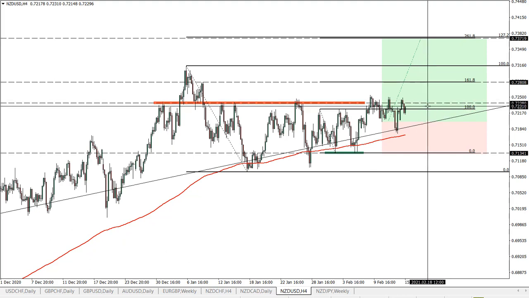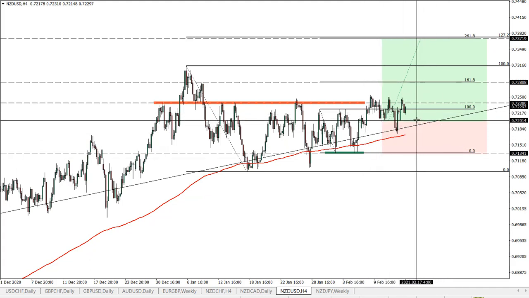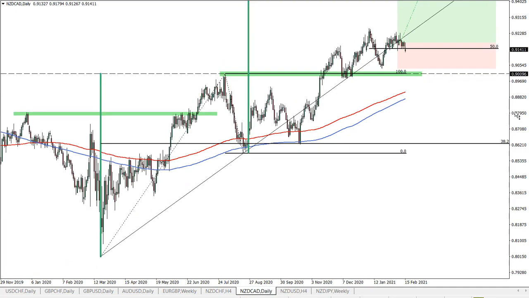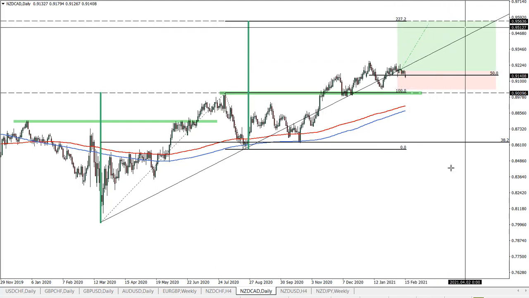Now here we have the potential of a 140 pip move against the dollar, and it definitely is a valid analysis, and we do expect the continuation of an uptrend. On the New Zealand Canadian dollar, well, same scenario. We expect the bullish trend.